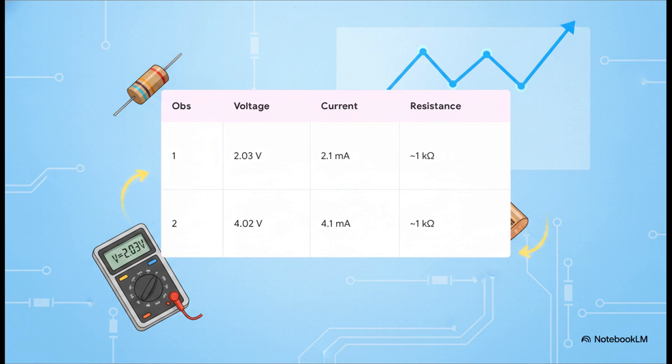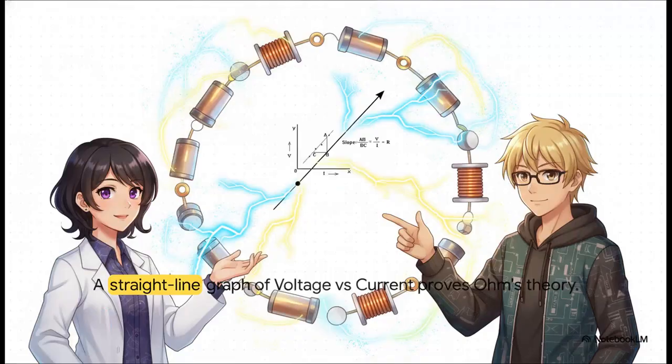We basically doubled the voltage to 4.02 volts, and look at the current. It responded proportionally, jumping right up to 4.1 milliamps. The ratio between them remains completely constant. And here is where it gets really satisfying.